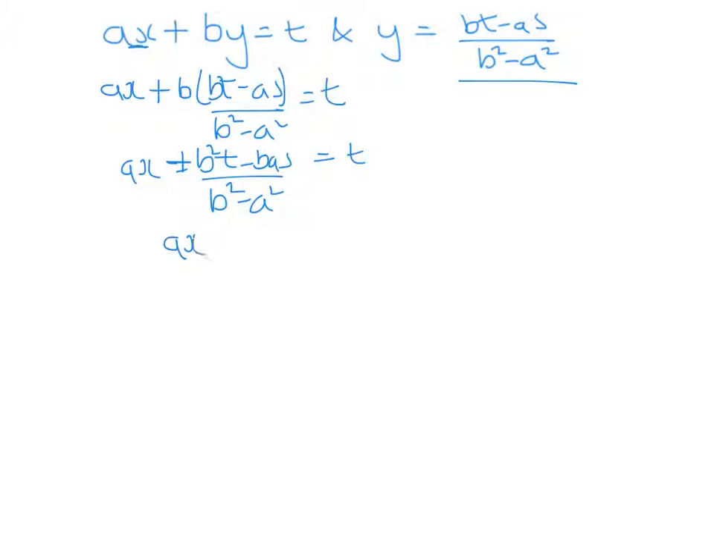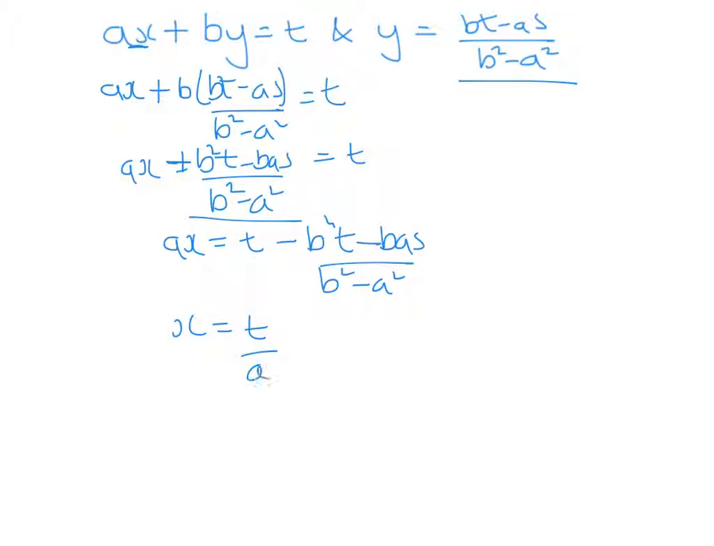Now if I take this one across to the other side, I'll have t minus b squared t minus bas over b squared minus a squared. And what I'll do is divide by a on both of these expressions. So that'll be t over a minus b squared t minus bas all over b squared minus a squared, and I'll put a times by a here. So I've divided both of these by a, if you like.